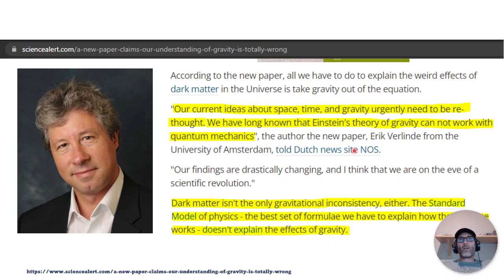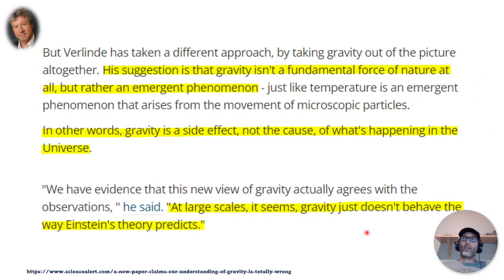He goes on to say dark matter isn't the only gravitational inconsistency either. The standard model of physics, the best set of formulae we have to explain how the universe works, doesn't explain the effects of gravity. Interpret that how you want. He goes on to say, this is all from the same article, and you can find this paraphrased and quoted identically in many sources.